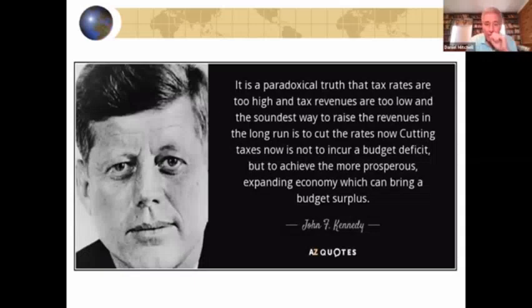Well, first, before I even show you that experiment, I want to give you a couple of quotes. This is President John F. Kennedy, a Democrat, who lowered tax rates just like Reagan. And he made the point that if you read the quote, when tax rates are too high and revenues are too low, the soundest way to raise revenues in the long run is to cut the rates. And why? Because you make the economy more prosperous.